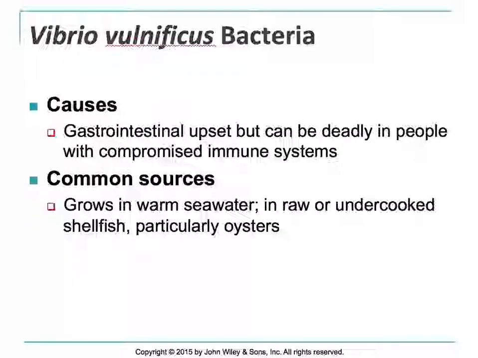Vibrio vulnificus bacteria causes gastrointestinal upset, but can be deadly in people with compromised immune systems. Common sources: it grows in warm seawater and can be found in raw or undercooked shellfish, particularly oysters.